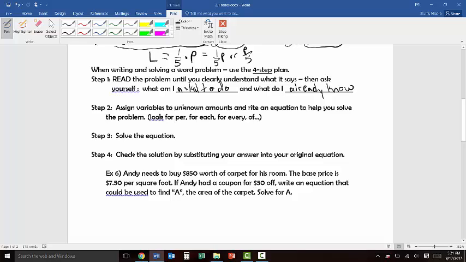So then your second step is to create a variable. So you're going to be asked to find something, an amount of something, and that's going to be your variable. And usually the word per or for each or every usually precede the variable. So just learn to look for those phrases. In step 3 and 4, obviously you're going to solve the equation, and then it's worth sometimes checking your answer by substituting it back into your original equation.